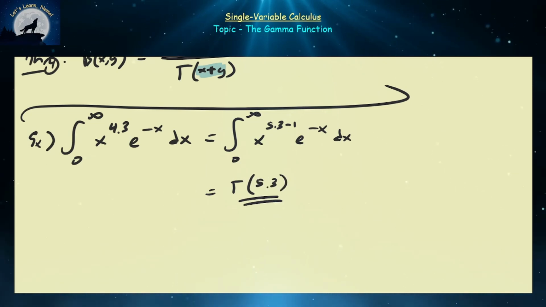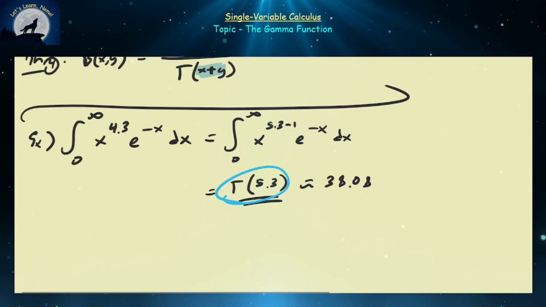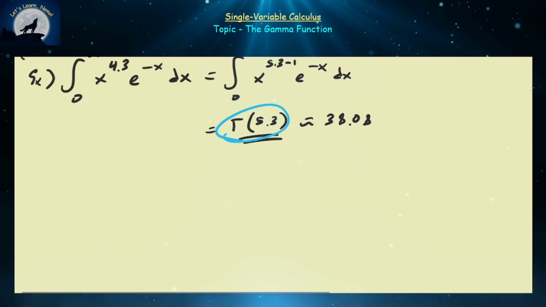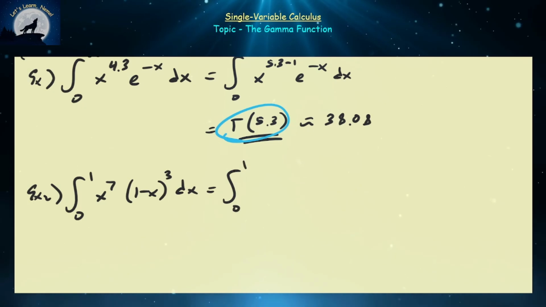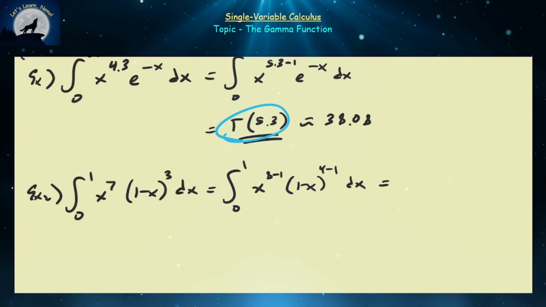And then you can use numerical integration techniques and be like, okay, that's approximately equal to 38.08, but technically speaking, gamma of 5.3 is just fine. And another little example, let's assume somebody asks you what is the integral from 0 to 1 of x to the power of 7 times 1 minus x to the power of 3 dx. And you should be like, oh, that's just a beta function in disguise, because that's technically x to the 8 minus 1 times 1 minus x to the 4 minus 1 dx. And that's going to be equal to what from that identity? Well, technically speaking, that's beta of 8, 4.